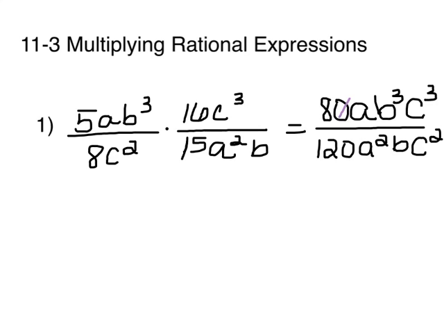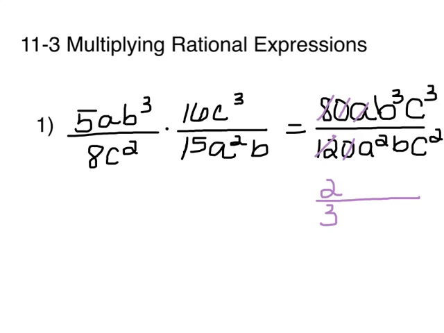80 over 120 becomes 8 over 12. 8 and 12 can both reduce by 4. 4 goes into 8 twice. 4 goes into 12 3 times. Now let's look at our variables. We can reduce our variables as well.